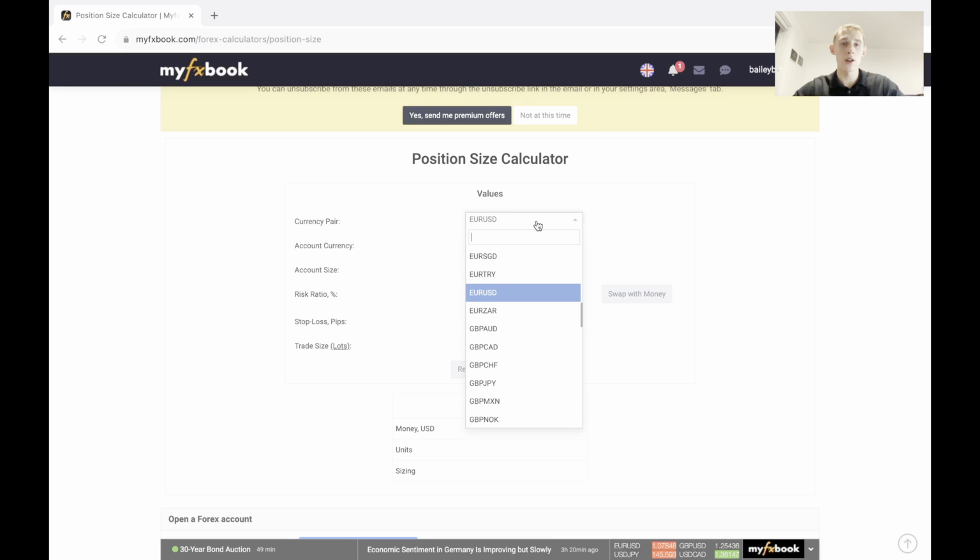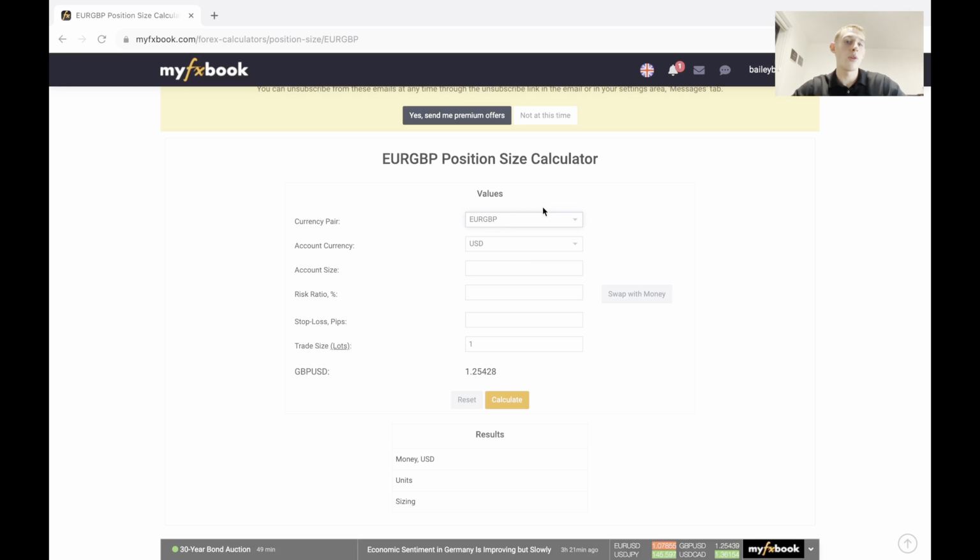So obviously for currency pair, in this case it's euro pound, simply change that depending on what pair you're trading. Account currency, whatever your account currency is. Account size, let's use the example of a 100k funded account or live account. Risk ratio, this is where we want to input the number 1 so that we're only risking 1% of our account.